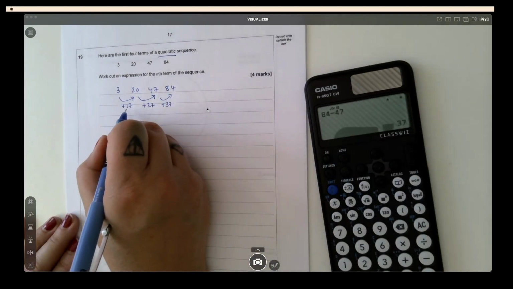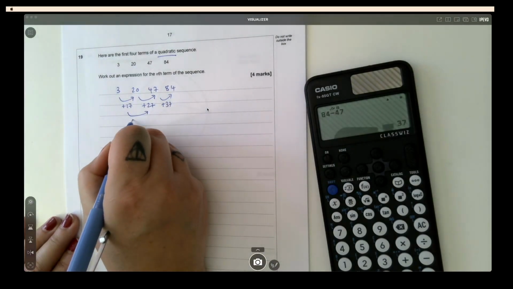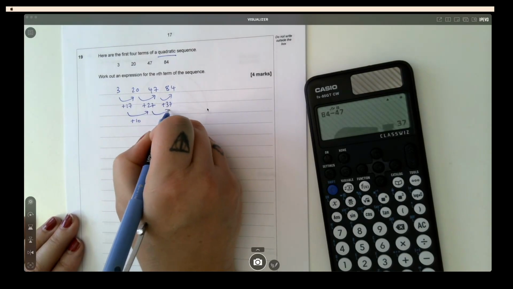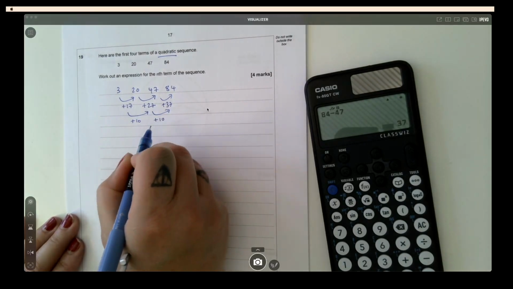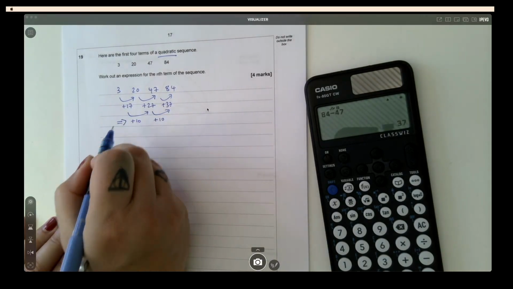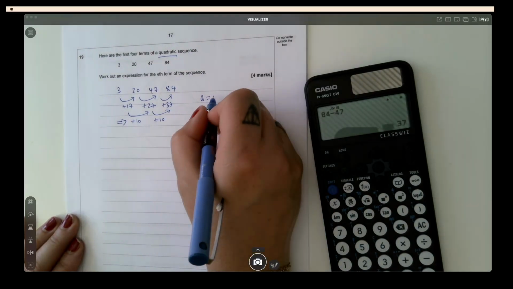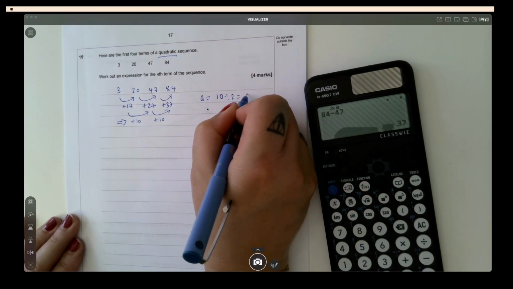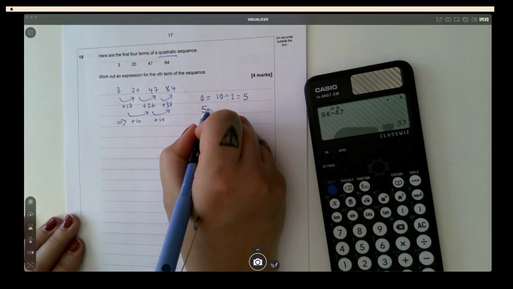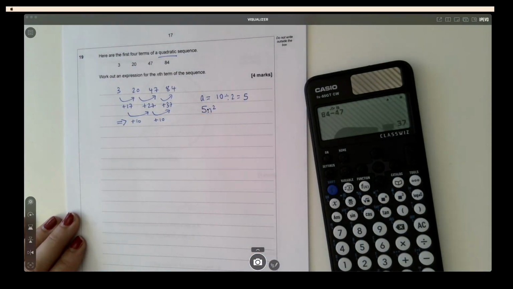So then we work out the second difference, the difference of the differences. So from 17 to 27, add 10. 27 to 37, add 10. So that second difference here is important. Half of that gives us our A term. So A is 10 divided by 2, which is 5. So that tells us we have 5n squared in our nth term for this quadratic sequence.